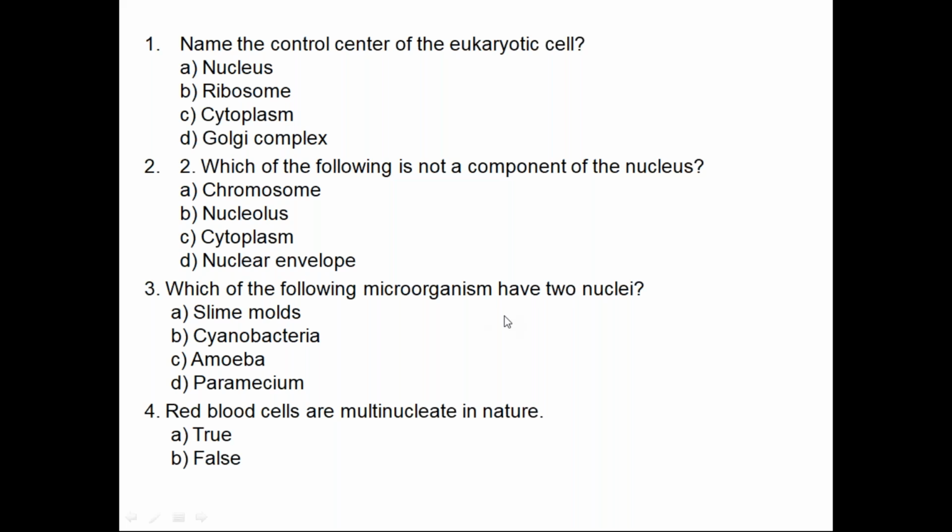Which of the following microorganisms has two nuclei? A slime mold, cyanobacteria, someone also answered. Okay, it is paramecium. Paramecium is your ciliate protozoa, which is having two nuclei, a macronucleus and a micronucleus.